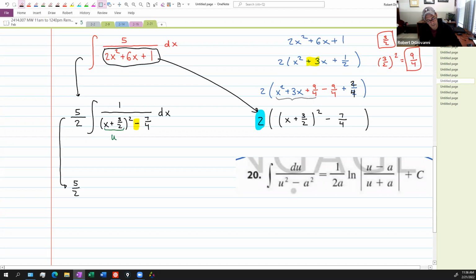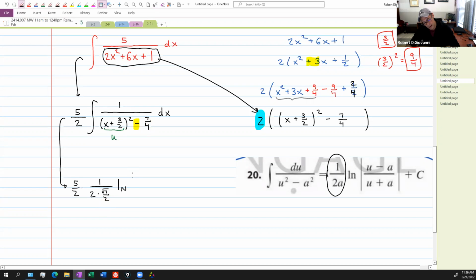5 halves out front times, now let's read through this formula. 1 over 2a. Okay, 1 over 2 times a. Now a would be the square root of our constant. So root 7 over 2. All I'm doing is taking the square root of this constant. So square root of 7 on top, square root of 4 is 2. That's 1 over 2a. Understand?